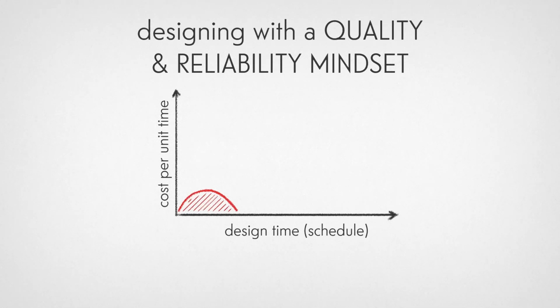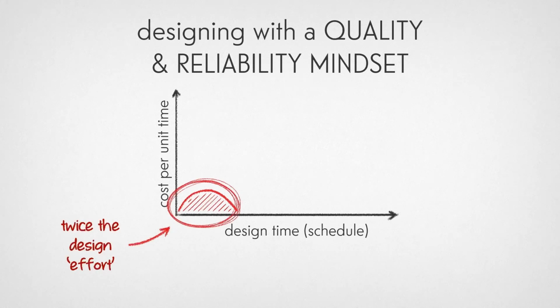Firstly, designing with a quality and reliability mindset involves at least twice the initial raw design effort to create our first configuration or design. This is because we are busy using FMEAs and fault tree analyses and HALT and lots of what we call design for reliability and quality tools to make sure our first design is a reliable design.